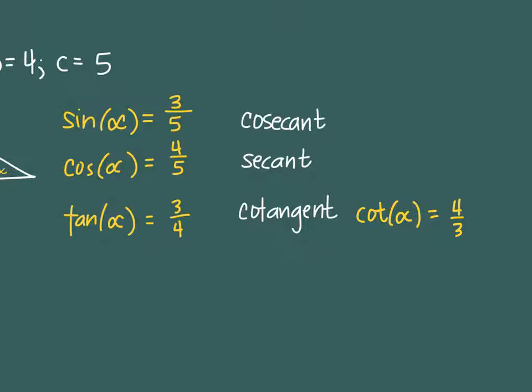Let's work our way up. Secant, the abbreviation for that is SEC. The secant is the reciprocal of the cosine. And so that would be 5/4.